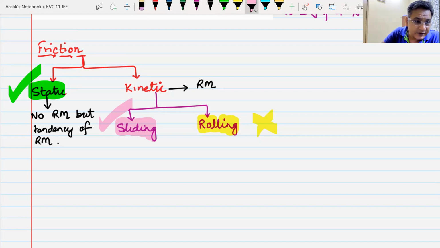Now, can you tell me what will you mean by sliding friction? Physics is very simple because the meaning of the term is hidden in the term itself. There are no hidden things. You understand the term and you understand the meaning of the term and what that term is going to do. So what do you mean by sliding friction?